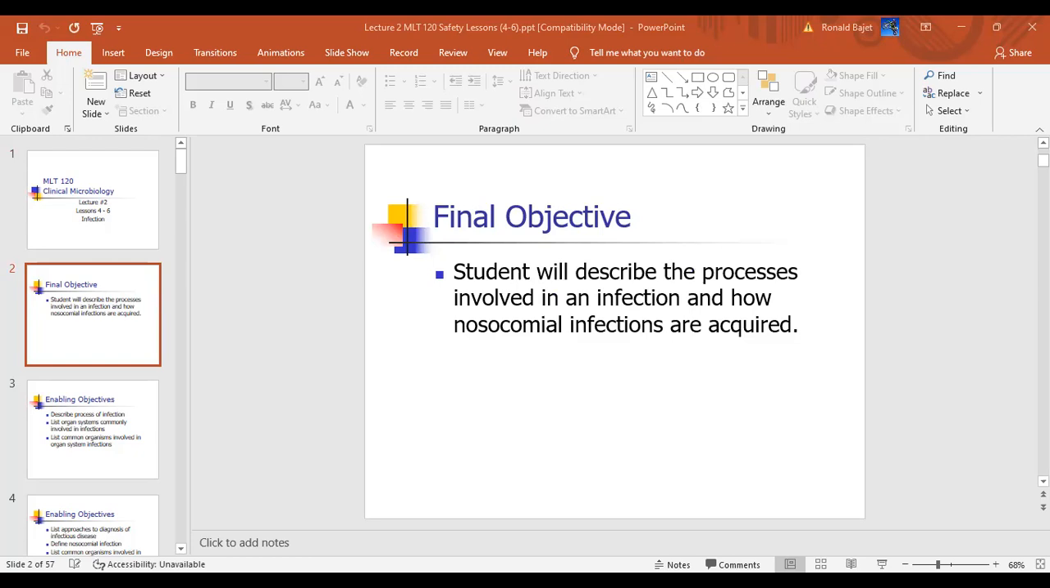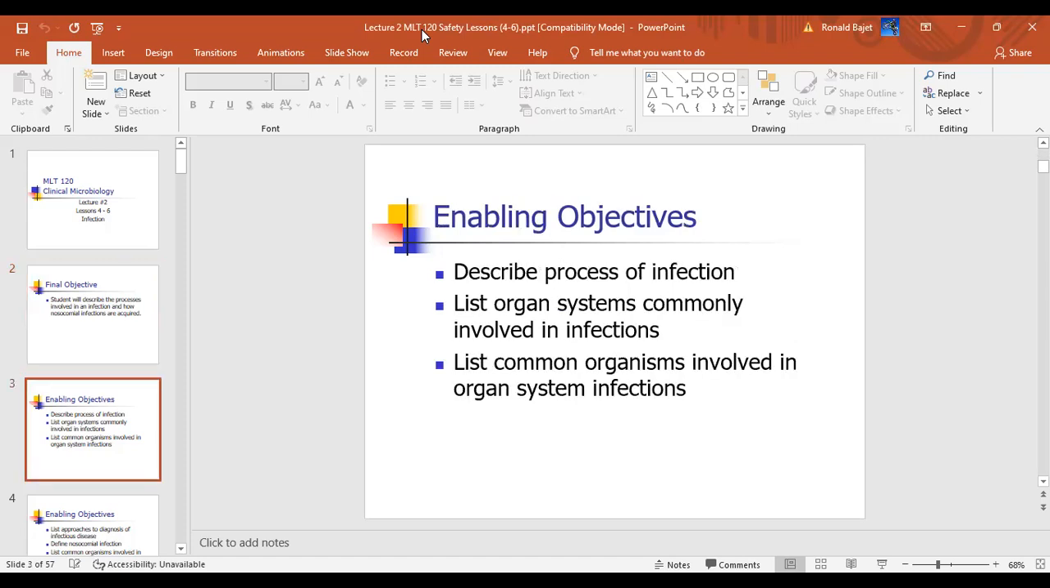And in this lecture, I'll also be talking about laboratory-acquired infection. I talked about that one yesterday, where a friend of mine, my supervisor, had a fatal incident with a laboratory-acquired infection. You'll also describe the infection process, and the organ systems commonly involved, practically every part of your body. No part of your body can be free from infection. And the common organisms involved in organ system infections.